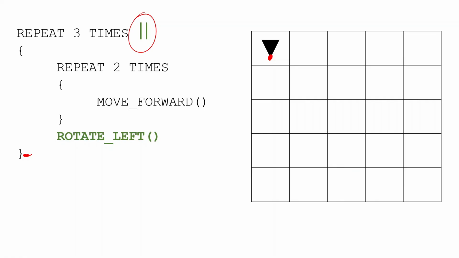The second time through, we are done, but we repeat 3 times. So we have to go through one more time. So one more time, repeat, move forward. The triangle is going to be, if I can draw it correctly here, this way. And then I'm going to rotate to the left. Move forward, rotate left. And it turns red because you're done. That is the end. You have gone through 3 times and the code has ended.